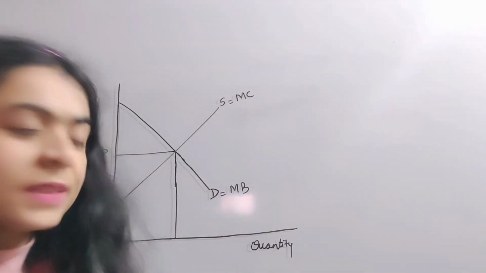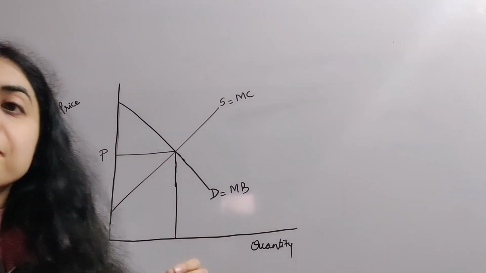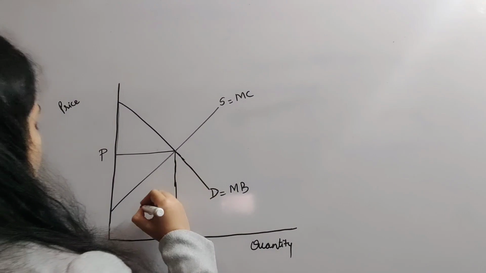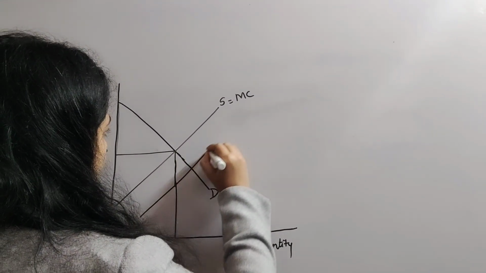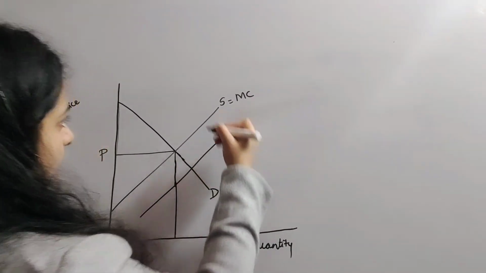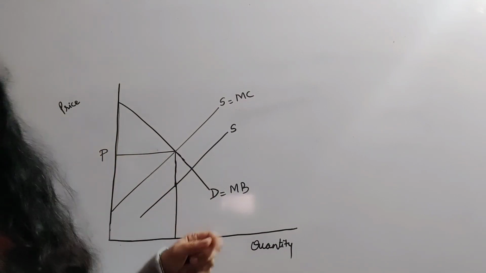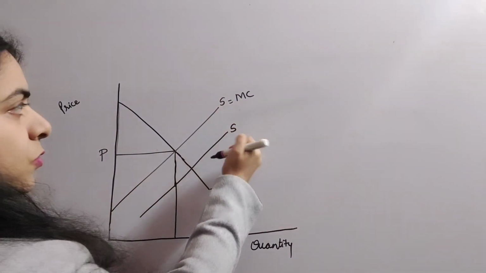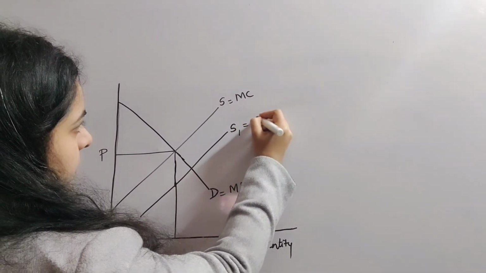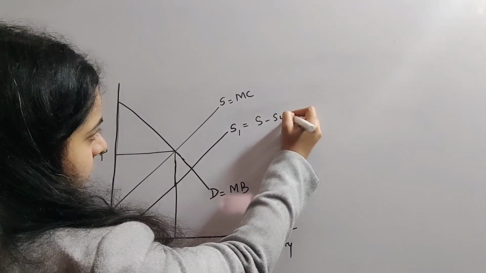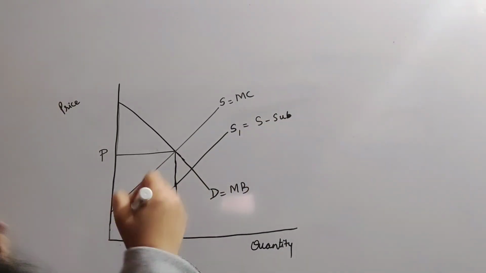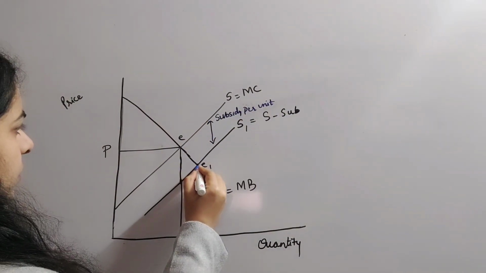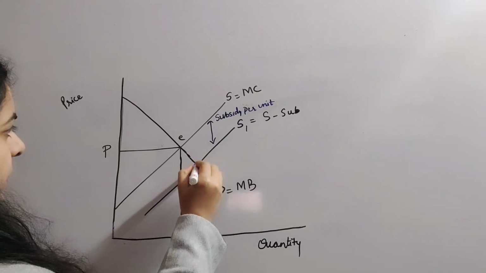As the government provides subsidy in the form of a fixed amount per unit of output to the firm, this results in a rightward shift in the supply curve of the firm, because this subsidy results in a fall in the cost of production of the firm. So there will be a rightward shift in the supply curve. As a result of subsidy, there is a rightward shift in the supply curve. So this will be the new equilibrium.